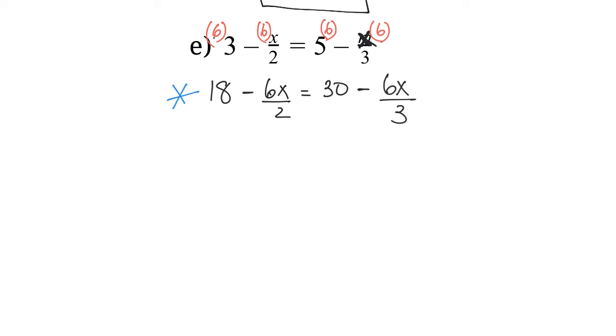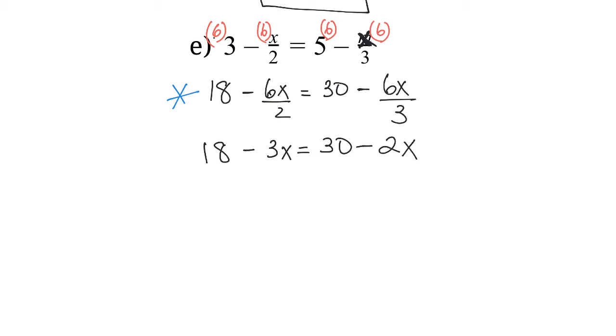Okay, so I want to continue simplifying. So I'm going to recopy 18. Now, when I get to the 6x over 2, remember that you can actually look at this as a division. So this is 6 divided by 2. And I know that 6 divided by 2 is 3. We still have the x, so it's actually a 3x. We have an equal sign, we have a 30, and then again, you could actually read this as 6 divided by 3, which is going to be a 2x.